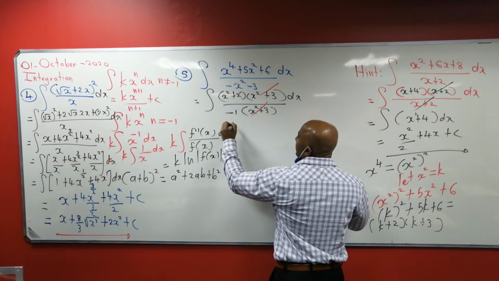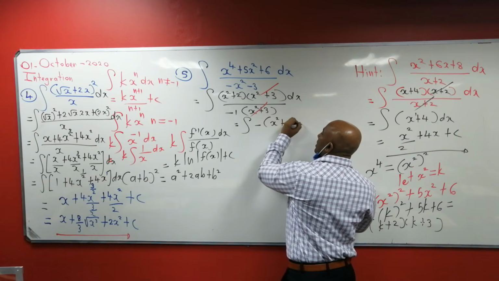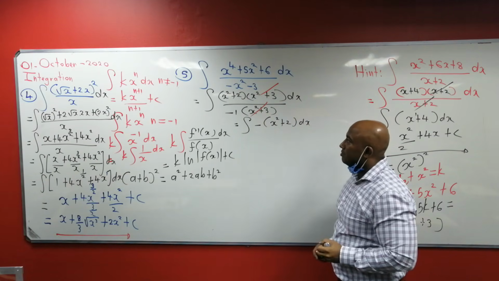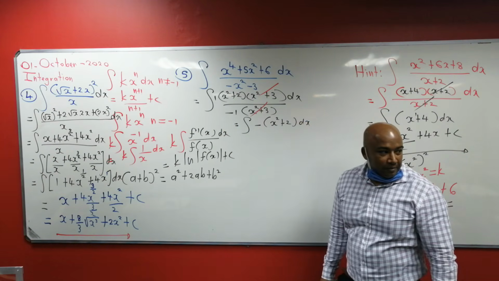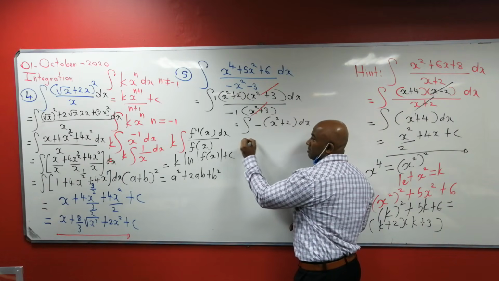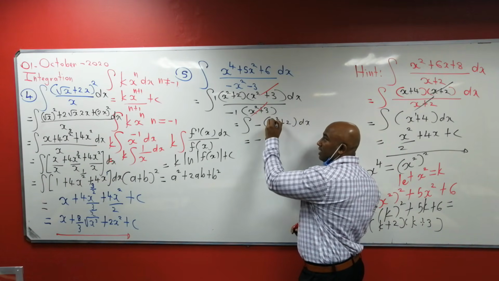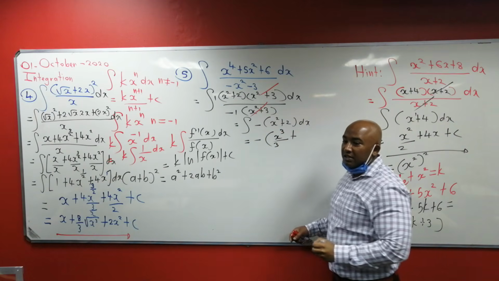So what do we have now? We have basically minus 1 multiplied by x squared plus 2, because you have a 1 in front, 1 divided by minus 1 is minus 1. So you could leave it like this: minus, leave your bracket there and integrate. 2 plus 1 is 3 over 3. Integrate.